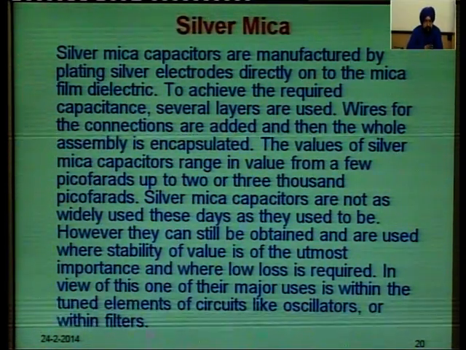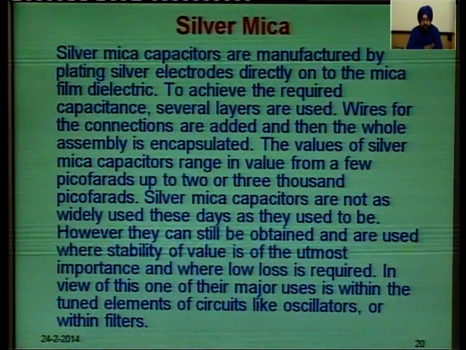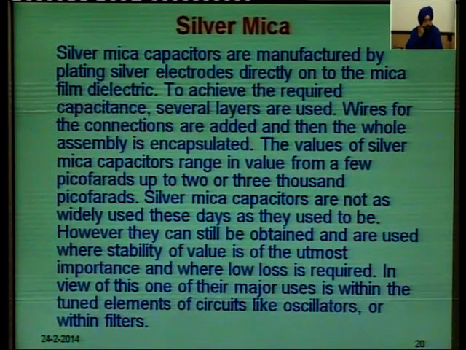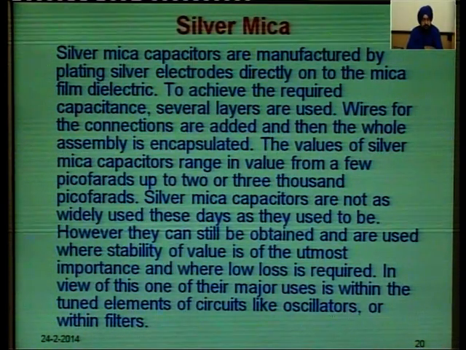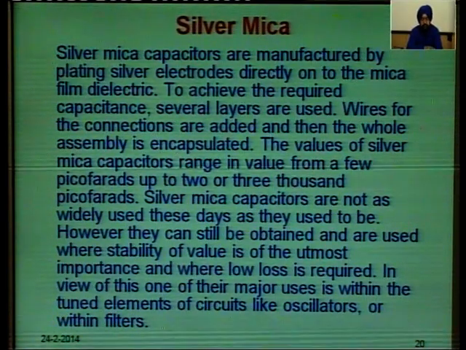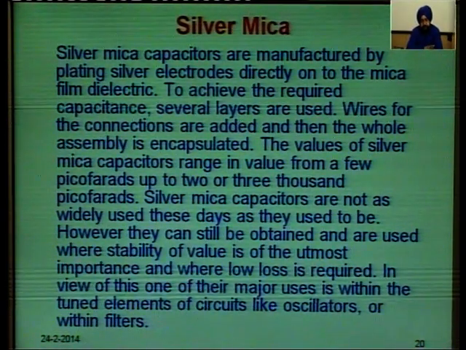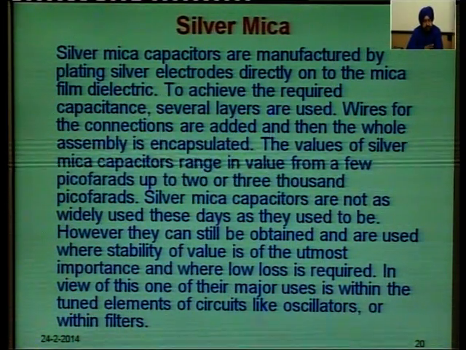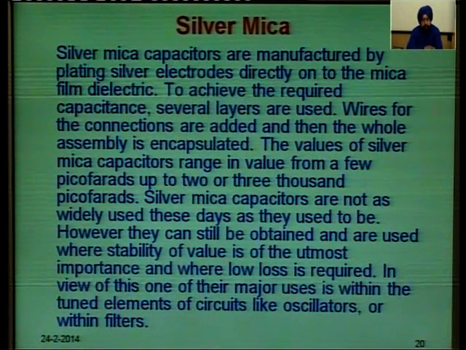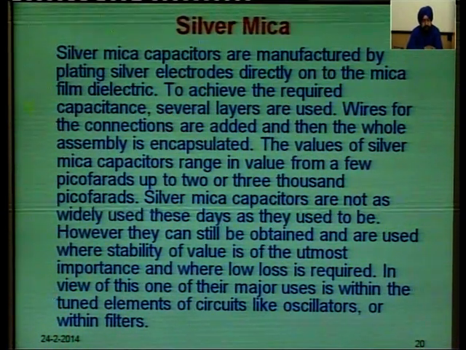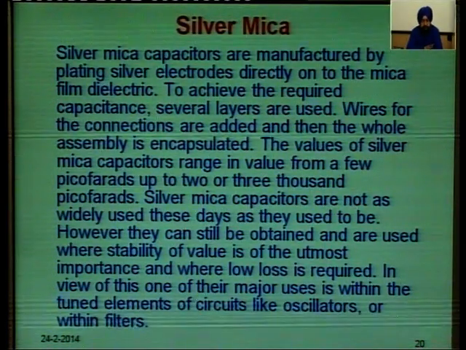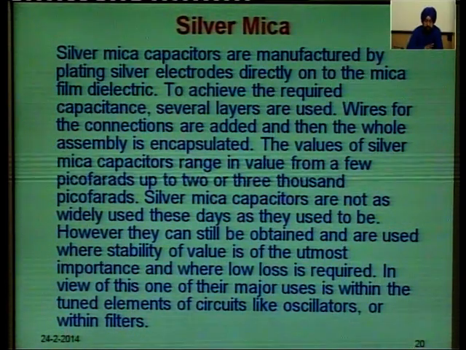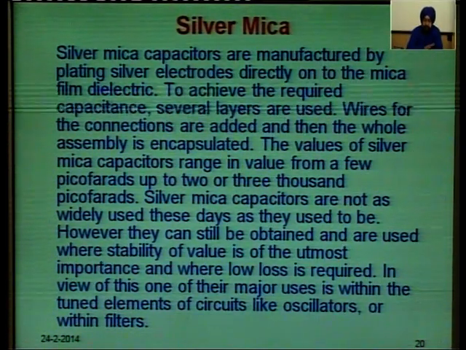Then there is the silver mica capacitor. These are manufactured by plating silver electrodes directly onto the mica film dielectric. To achieve the required capacitance, several layers are used in this case. The value of silver mica capacitors ranges from a few picofarads to 2 or 3000 picofarads. They can still be obtained and are used where stability of value is of utmost importance and wherever you need low loss.